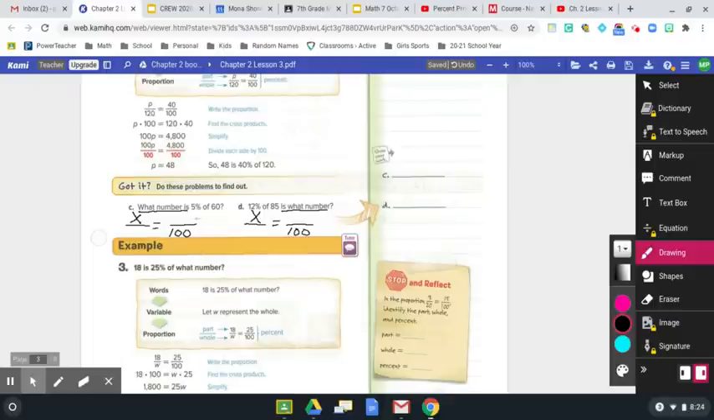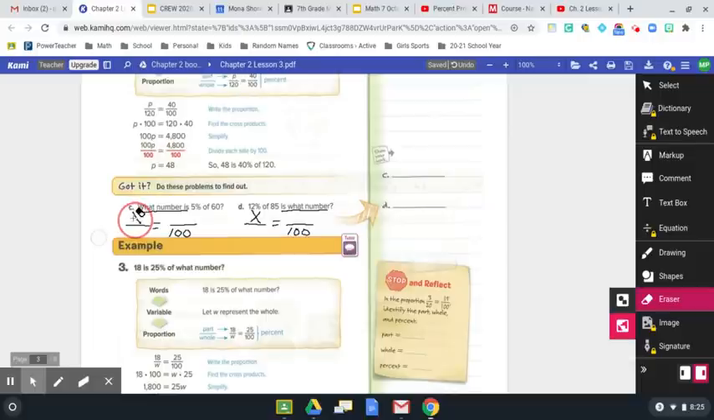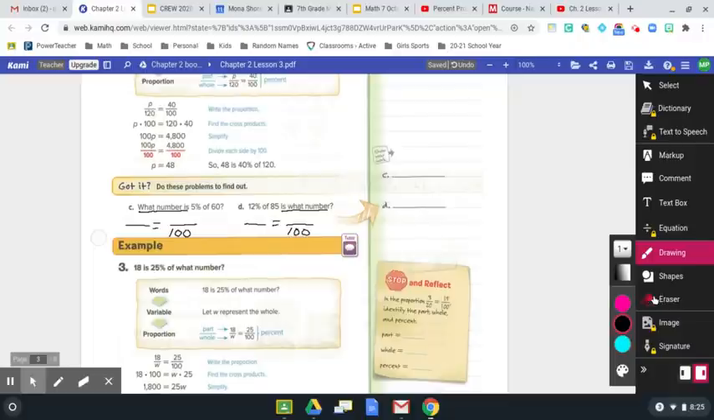So in letter C, what number is 5%? And you know what? I just made a mistake. Hold on, because I told you guys I was going to color code as much as I could. So my part, the is, is missing. I'm going to put that in pink. There we go. Let's try this again.